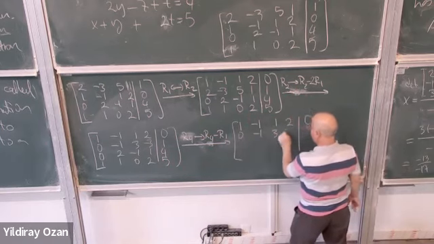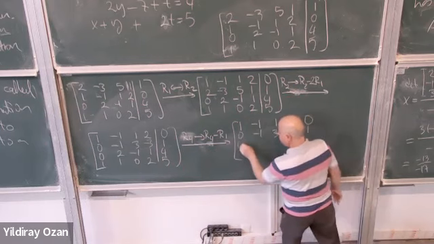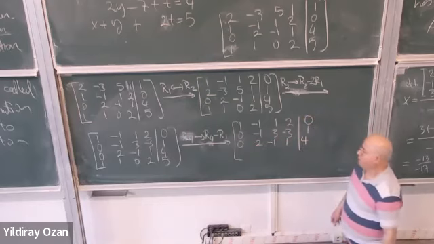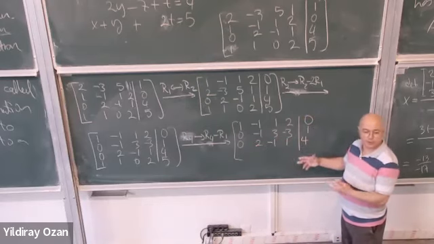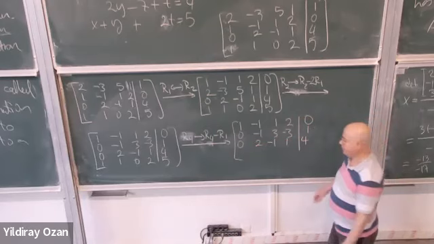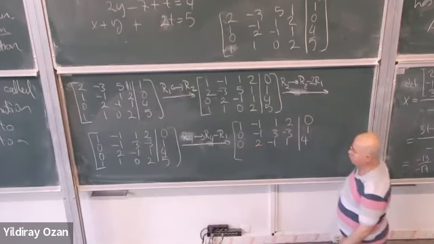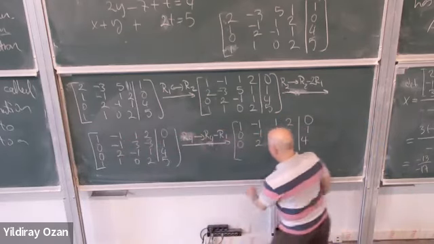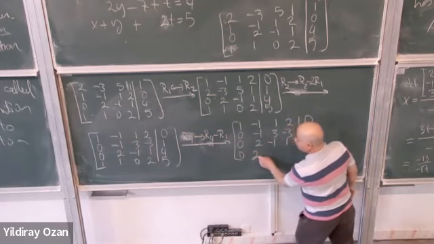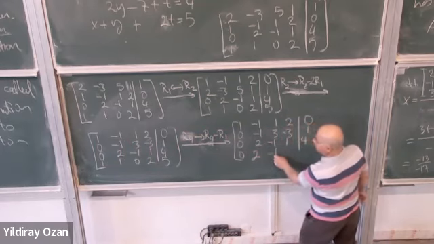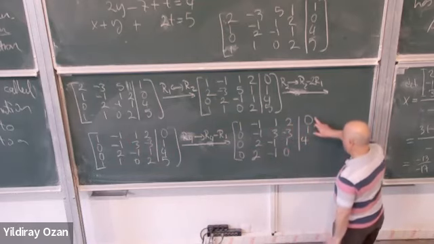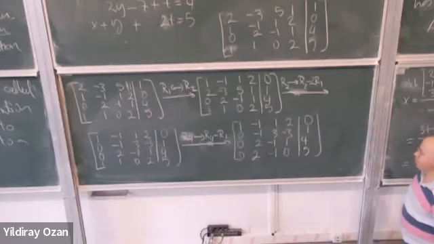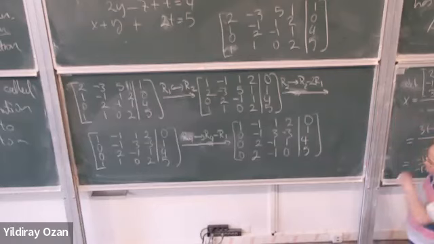Okay. As you see, you need to be very careful. If you get one of them wrong, you get something terrible. So you multiply with minus 1, add to this one, you get 0, 2, minus 1, and 0. This is still 5. Okay. And then we do what?